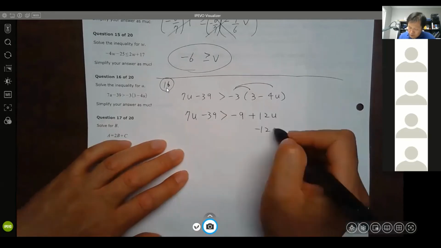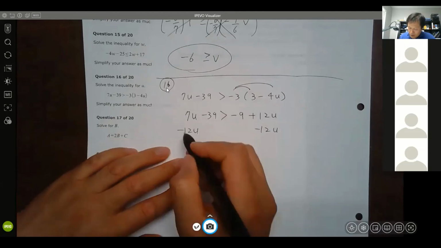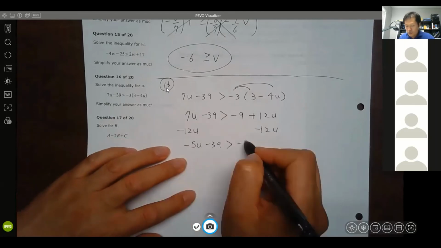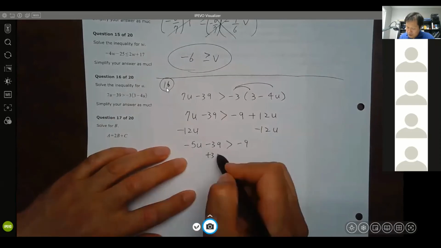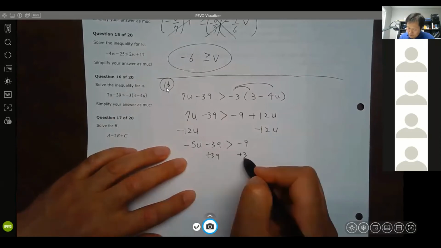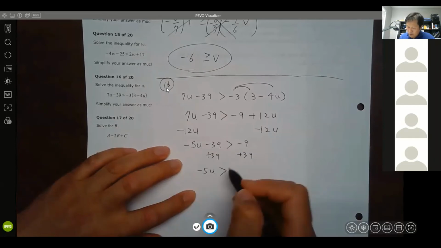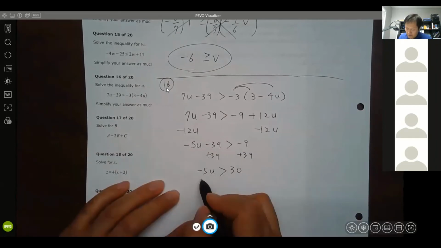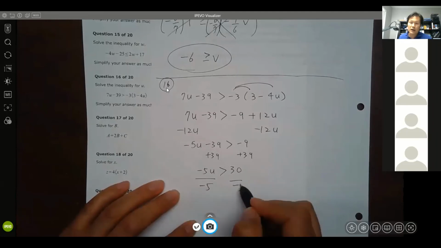Minus 12u, minus 12u, you get minus 5u minus 39 greater than minus 9. No u on the right, I want it to be on the left. Plus 39, plus 39. Minus 5u, get rid of it. Divide by minus 5, divide by minus 5.